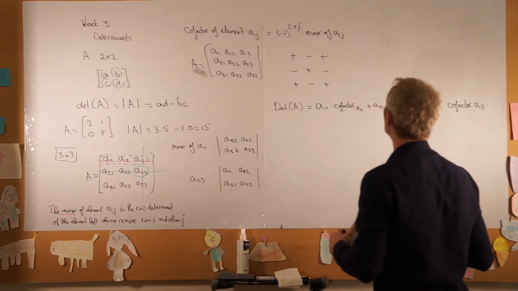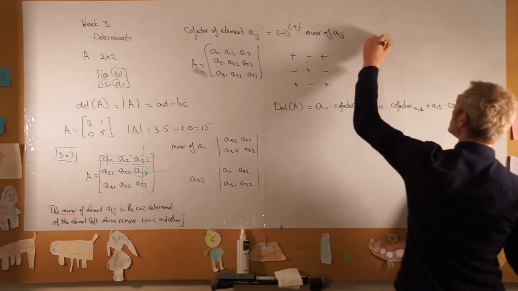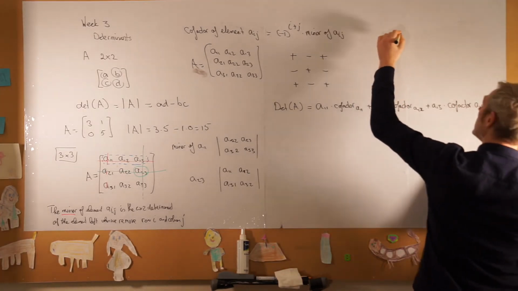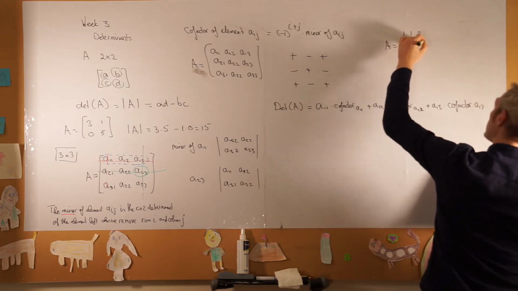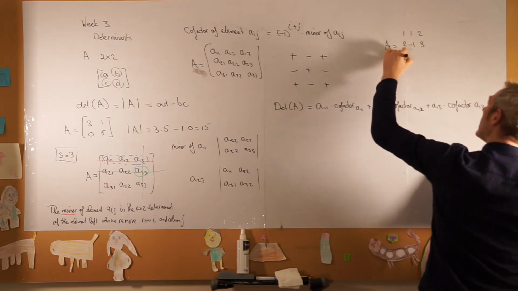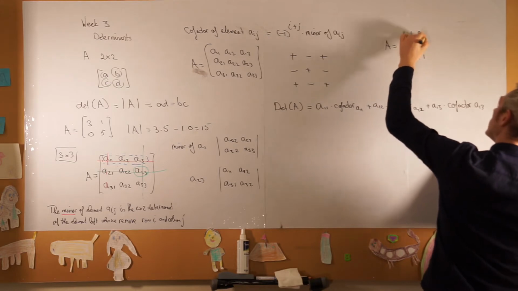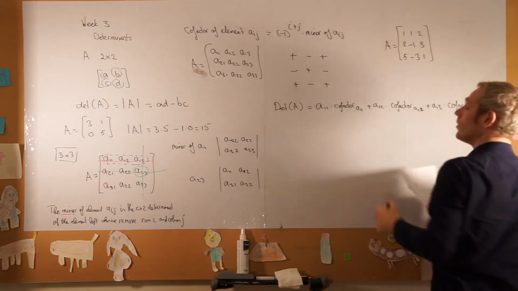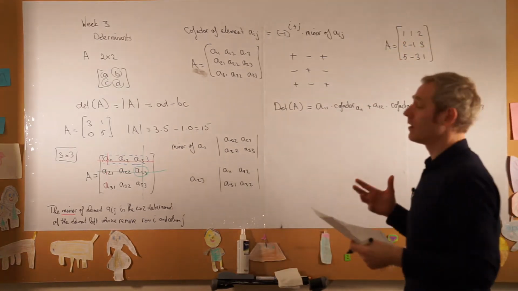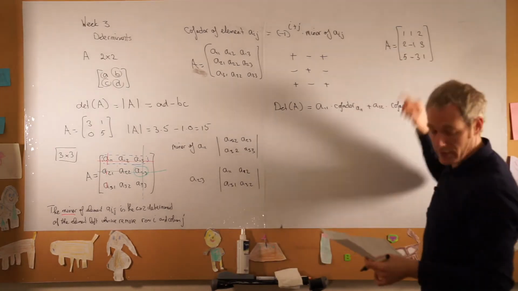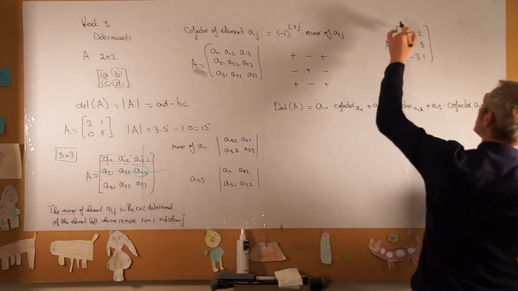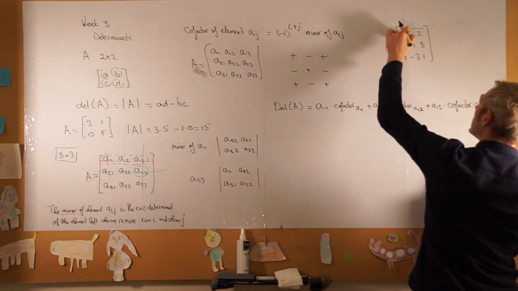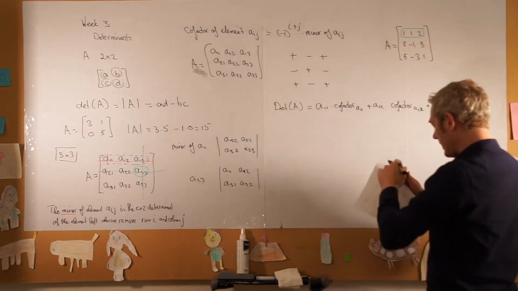Let's take the following matrix. A is equal to 1, 1, 2, 2, minus 1, 3, 5, minus 3, 1. And we're going to calculate the determinant using the first row. So we'll be using this row.